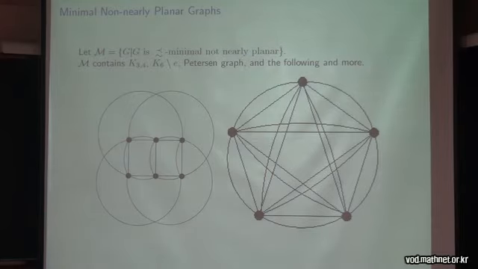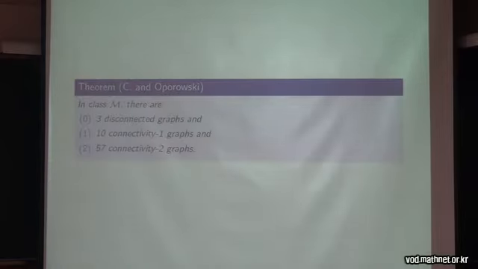The class M contains K34 and K6 minus 1 edge, the Petersen graph, and double-edged K33 and double-edged K5. Professor Oporowski and I checked that in this class M, there are 3 disconnected graphs, 10 connectivity 1 graphs, and 57 connectivity 2 graphs. So next thing is 3-connected graphs.